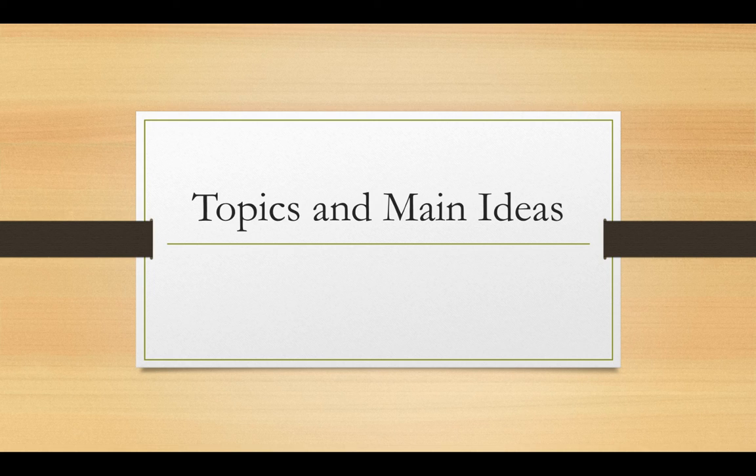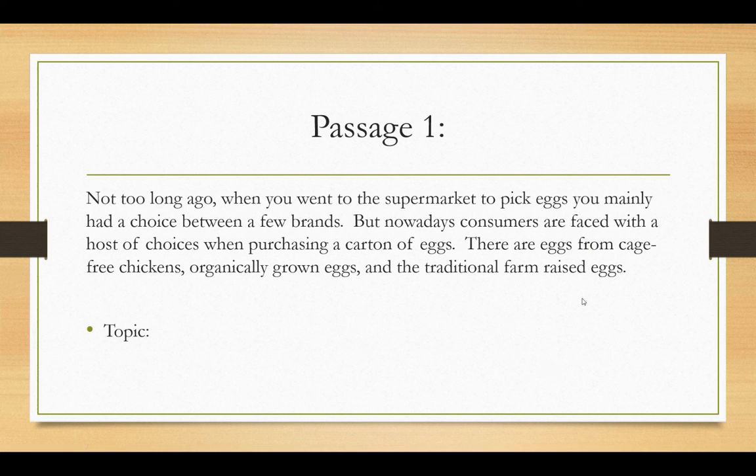So what I'd like to do is walk through this PowerPoint showing you some examples. We'll look at a passage and then we'll identify the topic of that passage and then also identify the main ideas. So let's look at our first passage. Let's read this together. Not too long ago, when you went to the supermarket to pick eggs, you mainly had a choice between a few brands. But nowadays, consumers are faced with a host of choices when purchasing a carton of eggs. There are eggs from cage-free chickens, organically grown eggs, and the traditional farm-raised eggs.